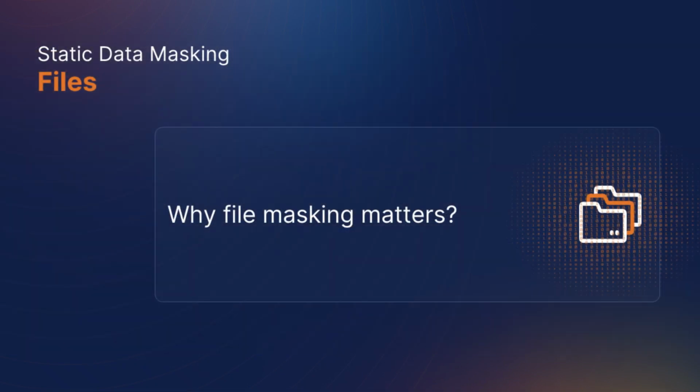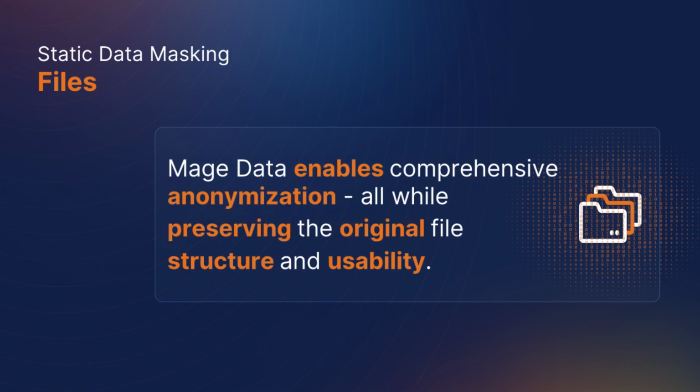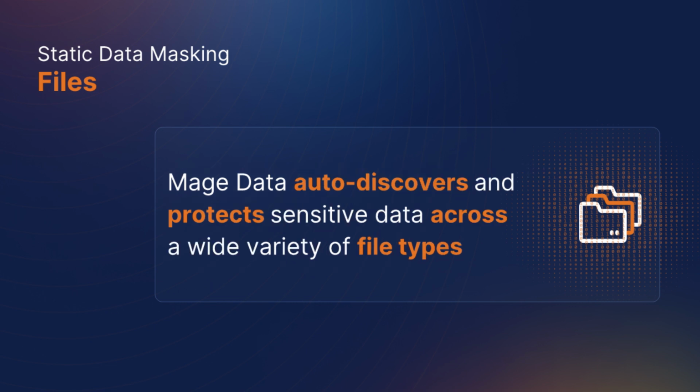Why masking for files matters. Mage Data enables context-preserving anonymization using techniques such as AES encryption, pseudonymization, and redaction, all while preserving the original file structure and usability. Mage Data auto-discovers and protects sensitive data across a wide variety of file types, such as PDFs, Excel workbooks, JSON exports, and CSV logs, masking values like names, identifiers, and financial fields, etc.